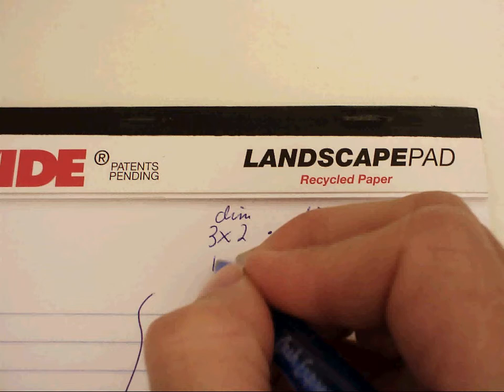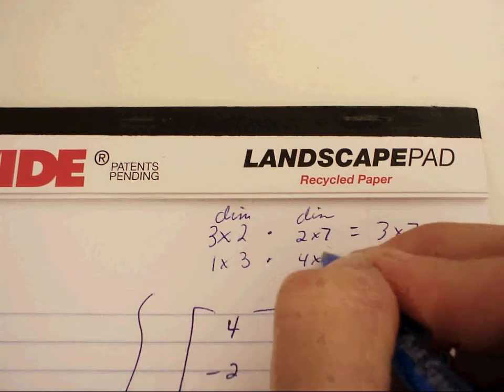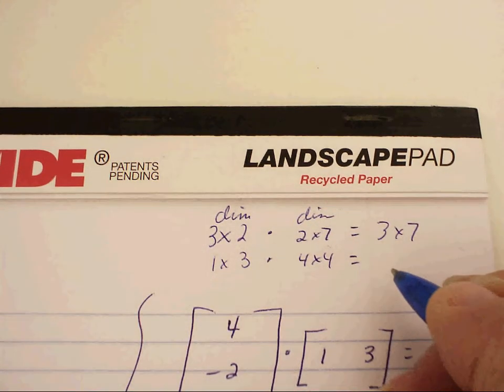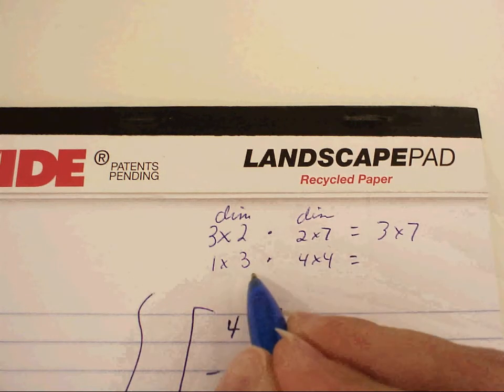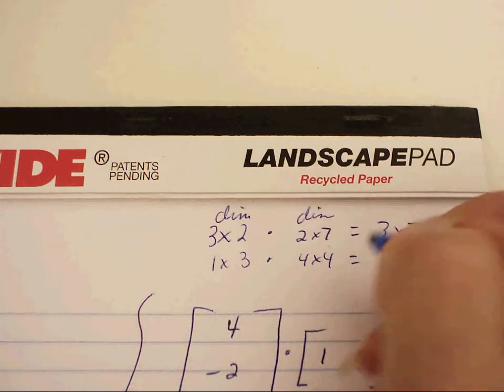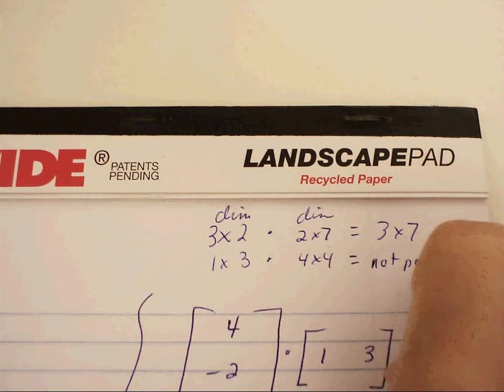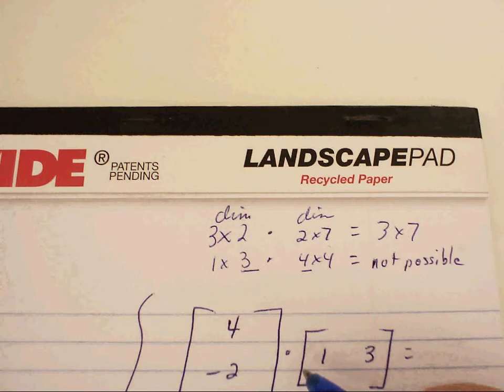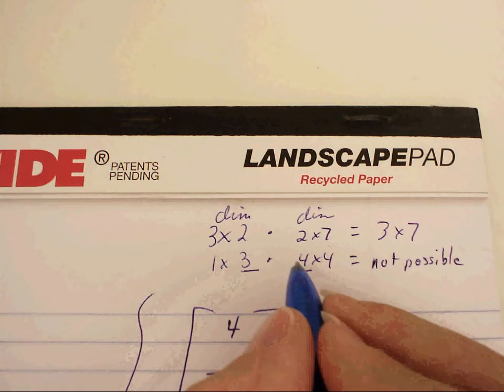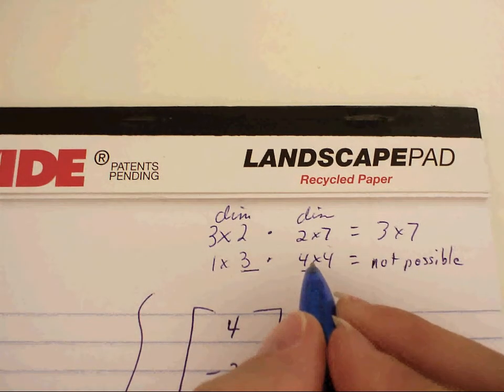Let's do a couple of these because I guess everybody's not with me on that. What if I gave you a 3 by 2 times the dimensions of a 2 by 7? What's your answer matrix, Hunter? 3 by 7. Good. What if I gave you a 1 by 3 and a 4 by 4? What's my answer matrix, Kariah? 1 by 4. If the inside things matched, would she be right?